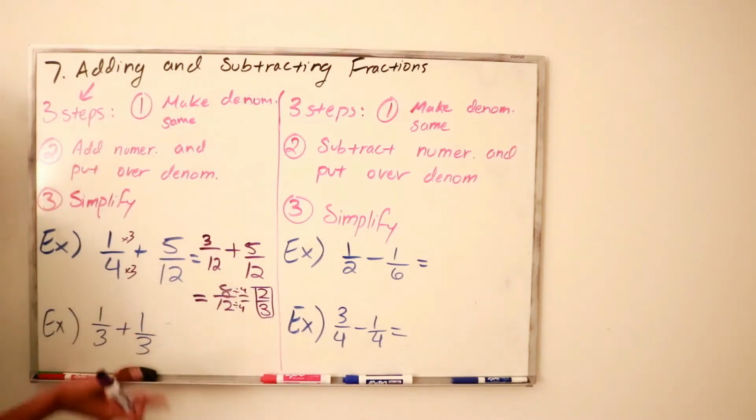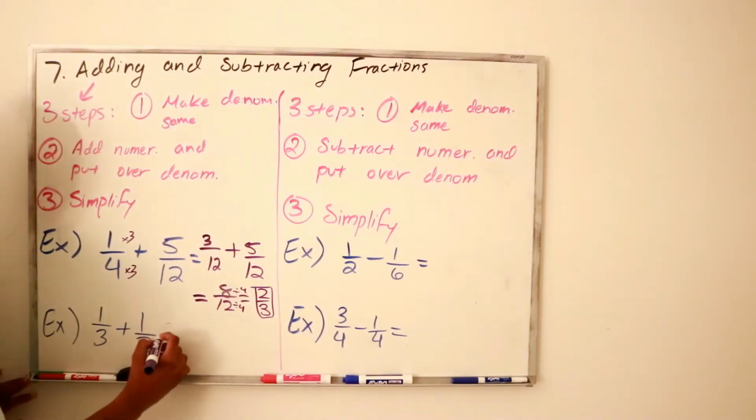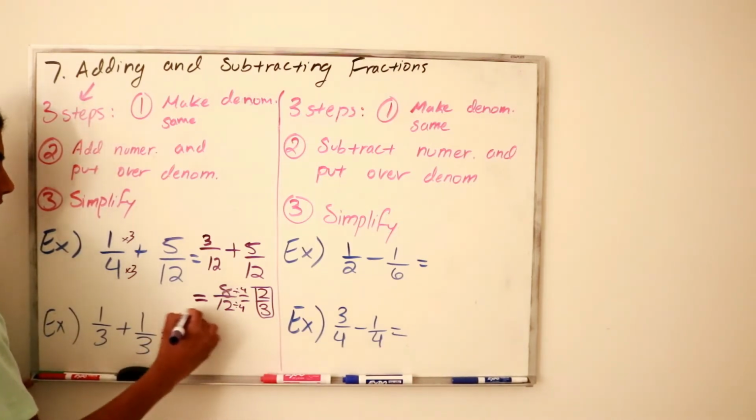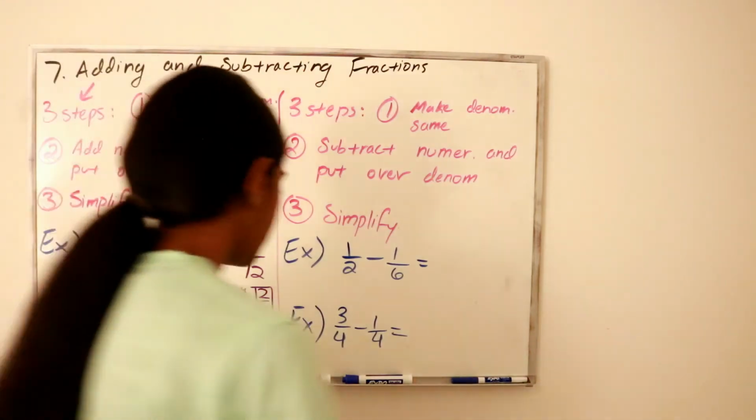Let's look at an easier question. What's 1/3 plus 1/3? That's easy. The denominators are already the same, so I just know the answer is 2/3. Alright, so now let's look at subtracting.